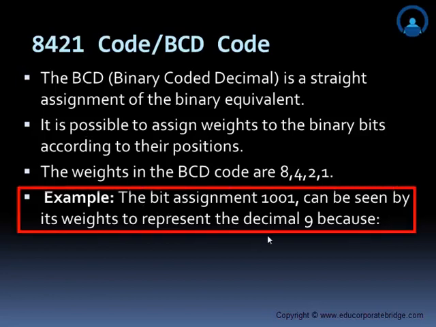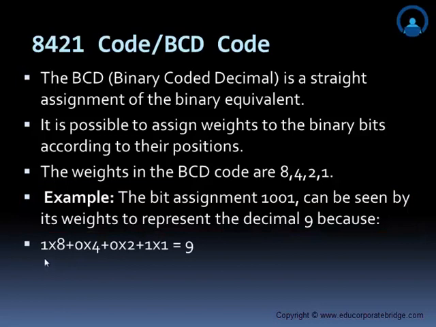Now, in the example, we can see the bit assignment of 1001, which corresponds to 9, as its weight can be seen by the decimal representation. And this is the calculation of how 9 is obtained: 1 into 2 raised to 0, which gives 1, plus 0 into 2 raised to 1, which gives 0, plus 0 into 2 raised to 2, which gives 0, plus 1 into 2 raised to 3, which gives 8, totaling 9.